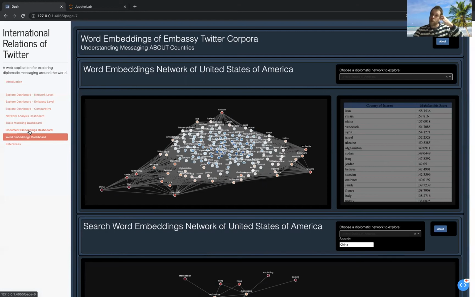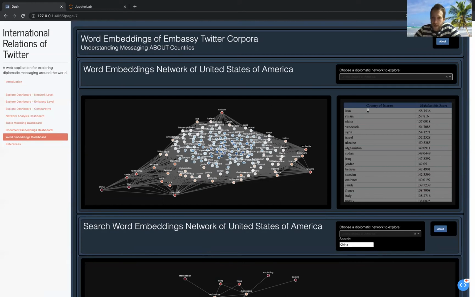So we created two language models. We created two word2vec models, one for the American accounts and one for the Russian accounts. And then we took the word vectors for the names of the countries. So we can basically see which countries are mentioned in the most unusual contexts. That's, I guess, one way to sum it up.